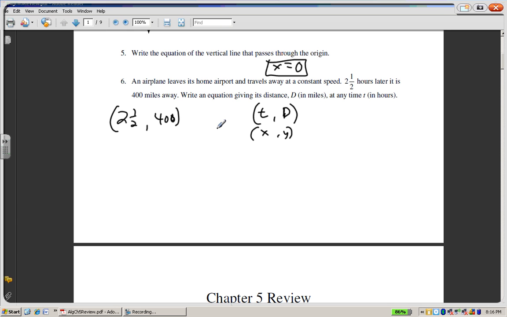Now, it doesn't give us any other information, but really it has. It says it leaves its home airport. Well, if it leaves its home airport, it's been 0 hours since it left. It's also been 0 miles because it's at home. So we're going to use this point here in our equation.